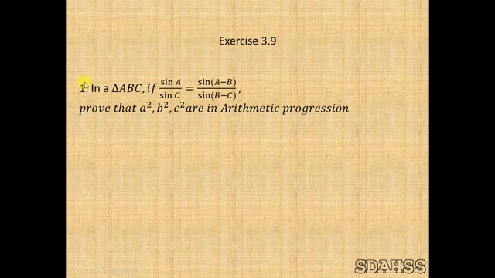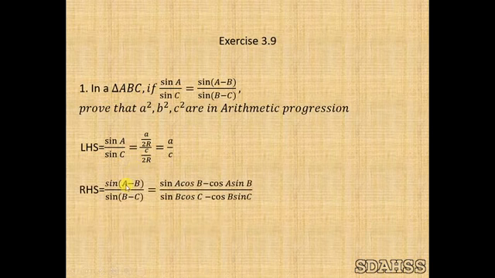Exercise 3.9, first sum. In a triangle ABC, if sin A by sin C is equal to sin(A minus B) divided by sin(B minus C), prove that a square, b square, c square are in arithmetic progression. Consider the LHS. The LHS is sin A by sin C. We know that sin A is equal to a by 2R. Similarly, we know that sin C is equal to c by 2R. 2R cancelled, remaining you have a by c.